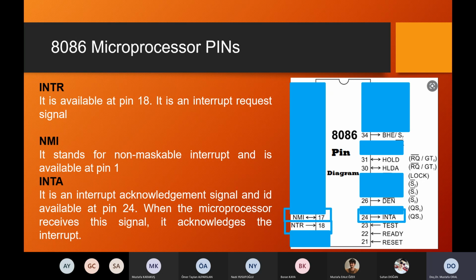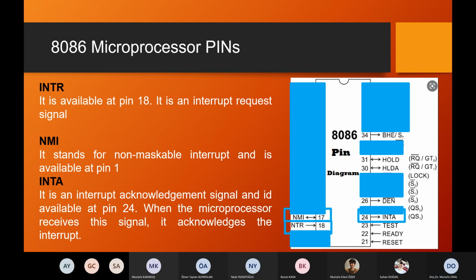Programmatically, in software, we can control whether we allow interrupts or not. If we put a certain bit value, for example 1, we are allowing interrupts. Otherwise, we are not allowing them. So it can be controlled programmatically. If you want to do something very important and you don't want to be distracted, you should prevent interrupts from coming through the interrupt flag.